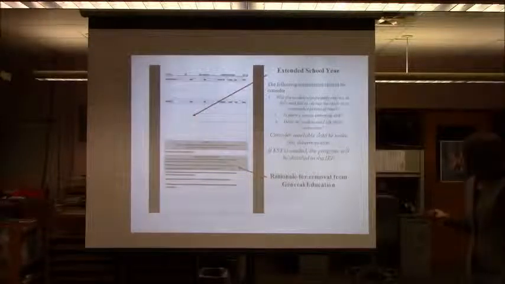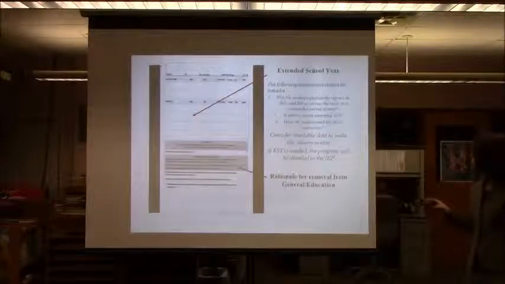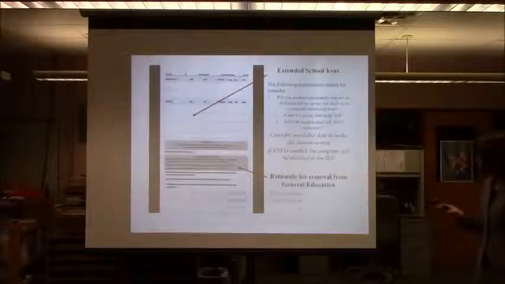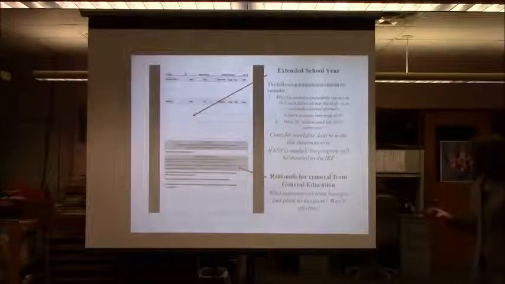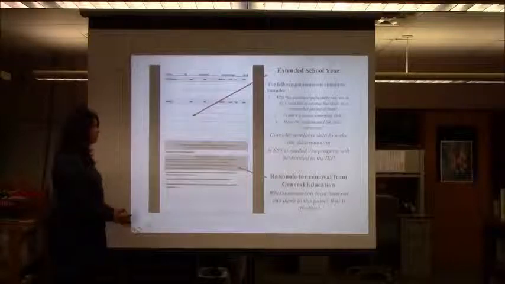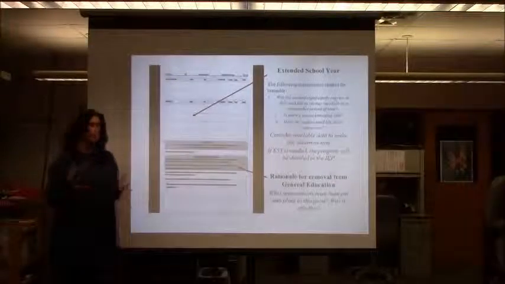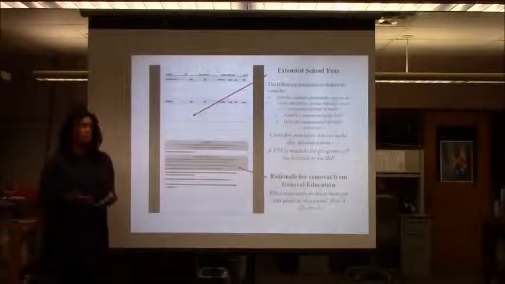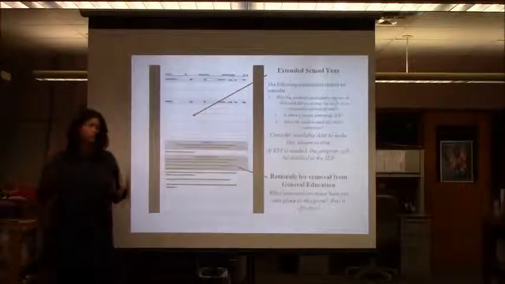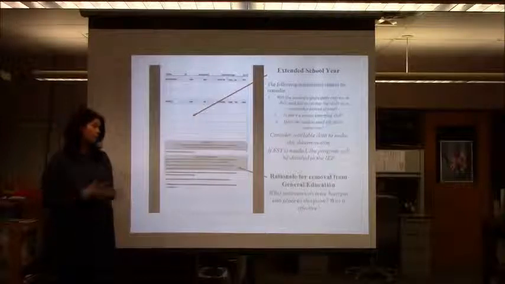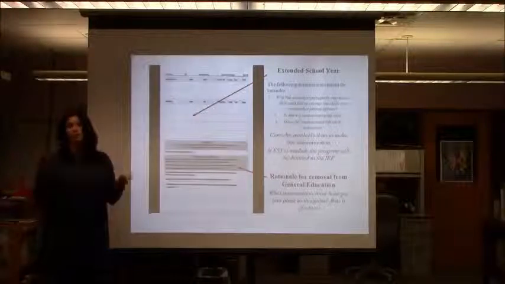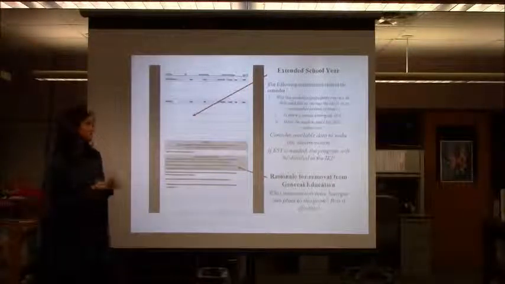And then just underneath that section in the IEP is the rationale for removal from general education. So, the rationale: what interventions have been put into place up until this point? Was it effective? Because you're not going to just remove a student out of general education to special education for no reason. You need to document what has been done up until this point. Is that working? If it's not working, then we're going to proceed with this continuum of services.